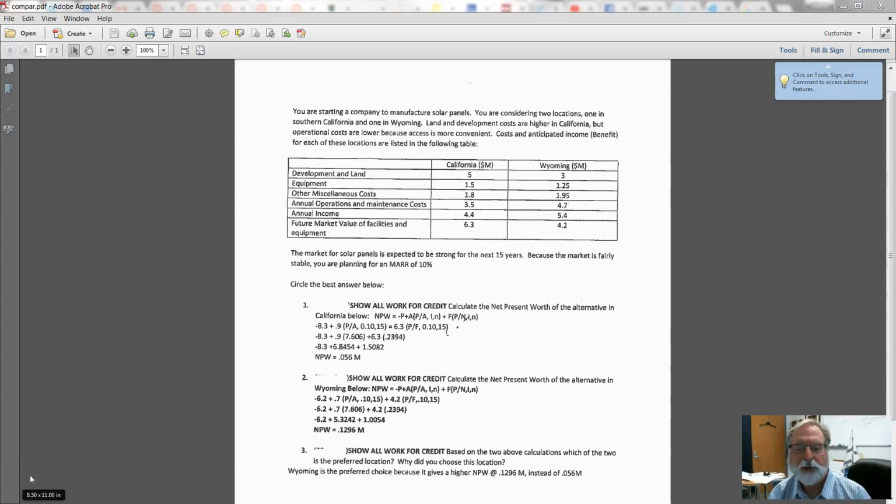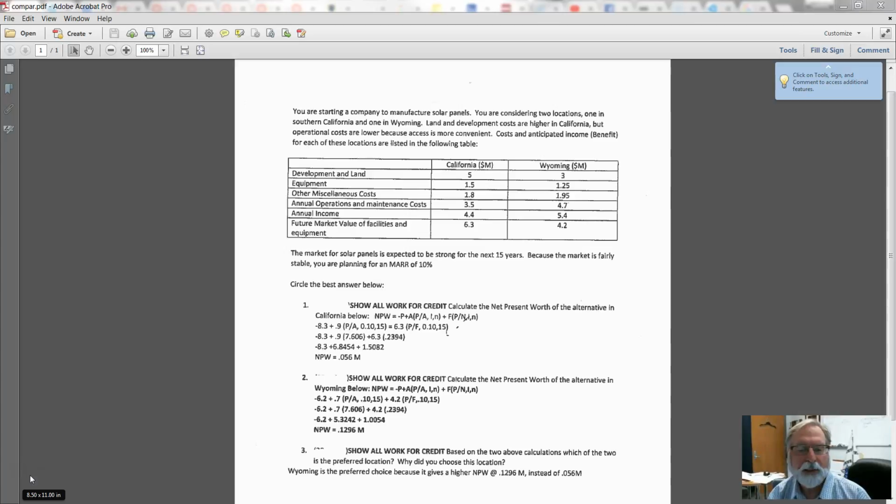So we want to do a net present worth, we're asked here in the first question for California, and we see a negative 8.3. Where did that come from? Well, it's a present cost. The 5 plus the 1.5 plus 1.8 million, we add that up, it's 8.3 million. We see that the 0.9, then what is that? That's the difference between the operation costs and the annual income. So we take 4.4 minus 3.5, we get 0.9.